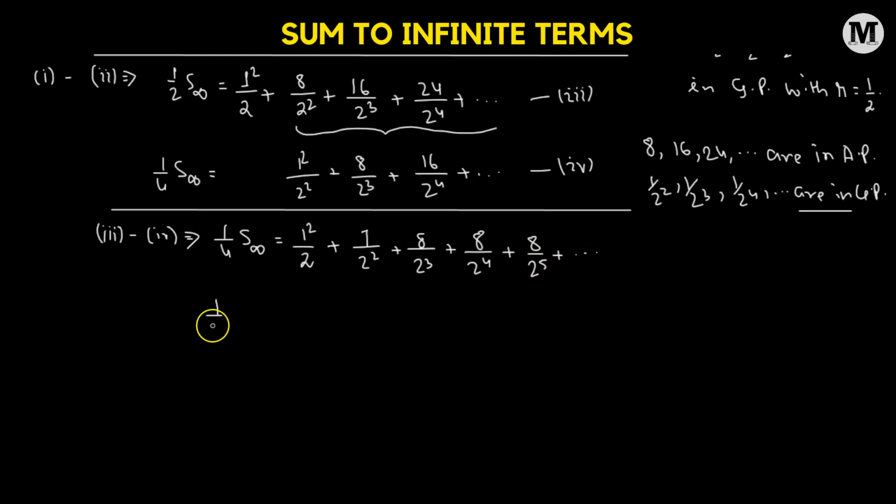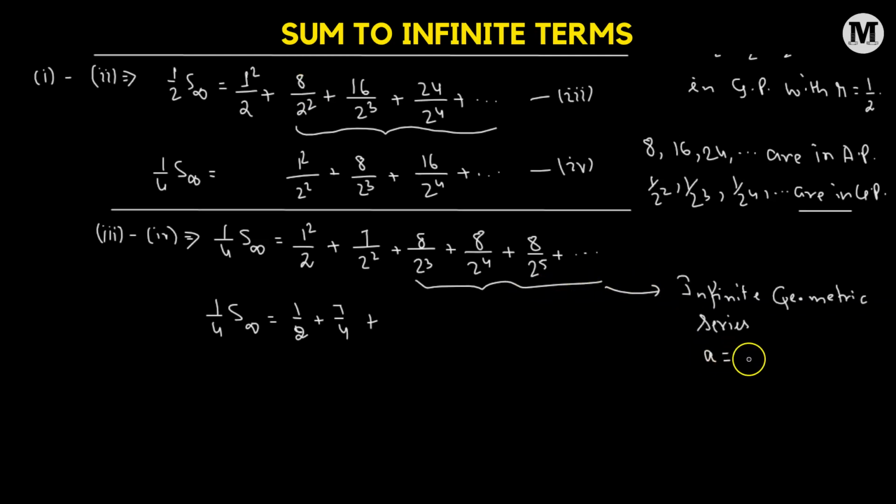Now here we have 1 over 4 times the sum up to infinity. We have 1 over 2 added to 7 over 4. Now here, from the third term onwards, this sum is a geometric series, and it's an infinite geometric series with the first term a equals to 8 over 2 cubed. So that simply equals to 1, and we have the common ratio r that will be equals to 1 over 2. So what we will do, we will find out the sum of the infinite terms of the geometric series. So that's given by a over 1 minus r. That means we have 1 divided by 1 minus 1 half, which gives us 2. So this entire sum is going to be equals to 2.